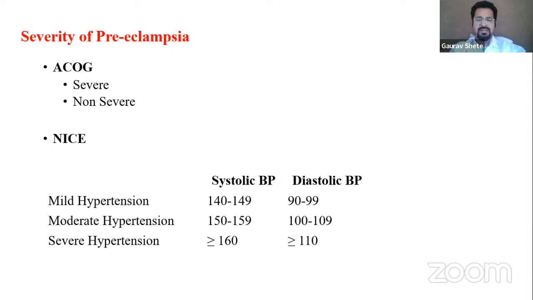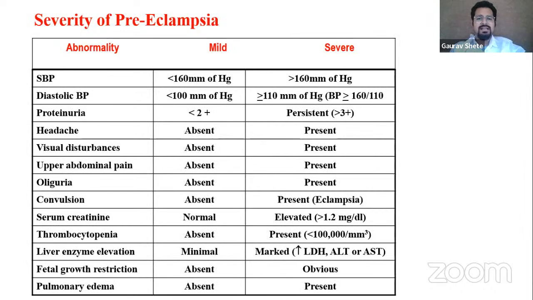While in the ACOG criteria, the systolic BP is from 140 to 160, so less than 160 you can say, and more than 160. So you see mild and severe. Mild is systolic BP less than 160 and diastolic less than 100, while severe is more than 160 and more than 110. Then there is proteinuria. In mild cases it is less than +2, in severe cases it is +3.